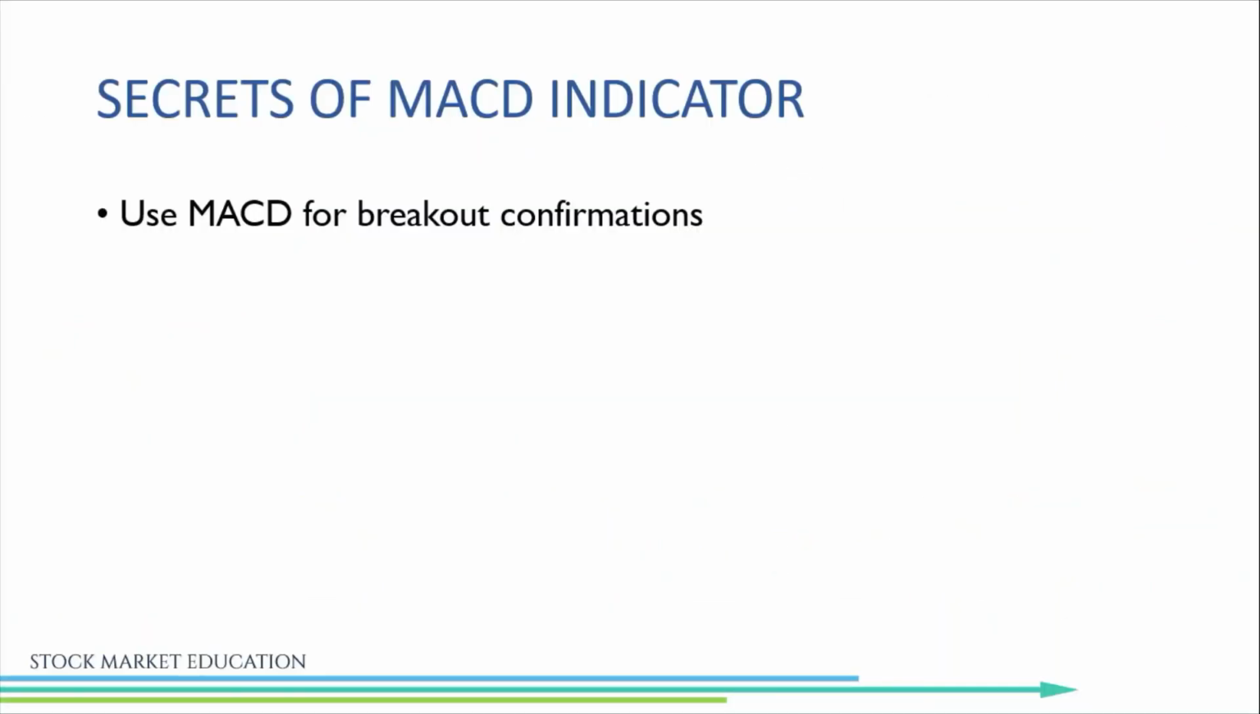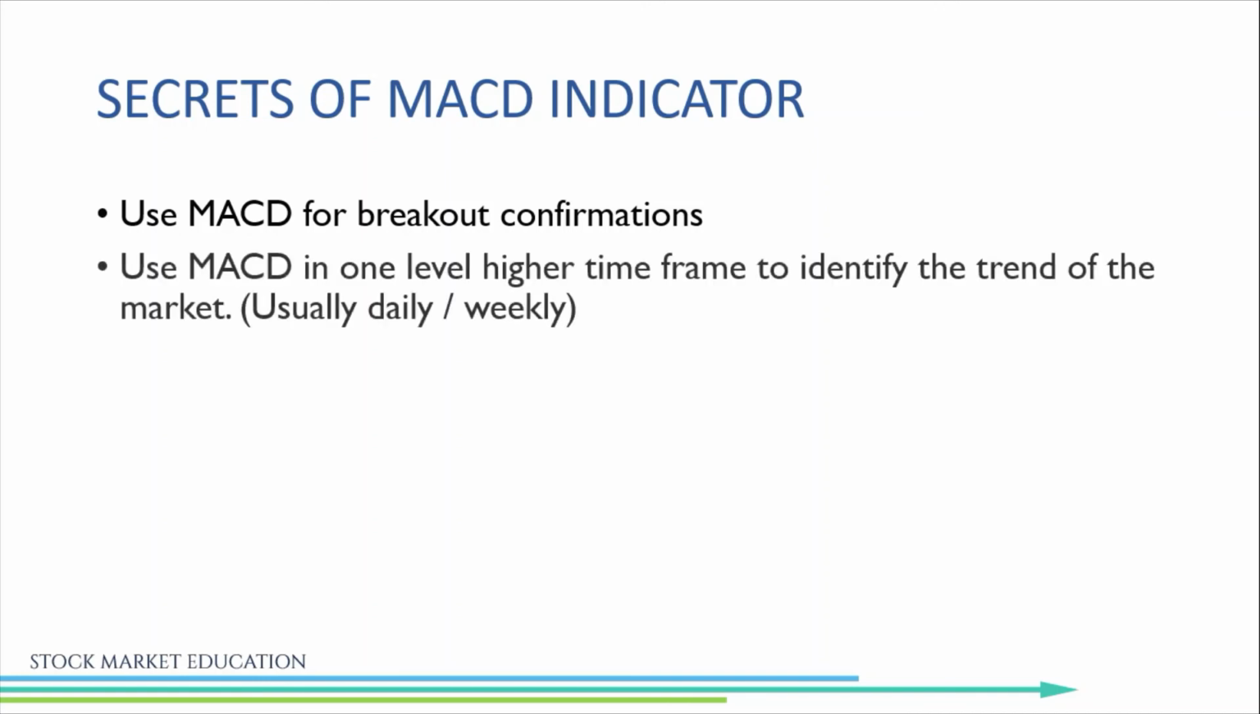The second most important point for which I usually use MACD is on a one level higher time frame to identify the trend of the market. Suppose I'm trading on a daily chart, I watch what the weekly MACD is doing, and I take an idea about the higher time frame or the main trend of the market. So you usually use it one level higher. We will see this with an example.